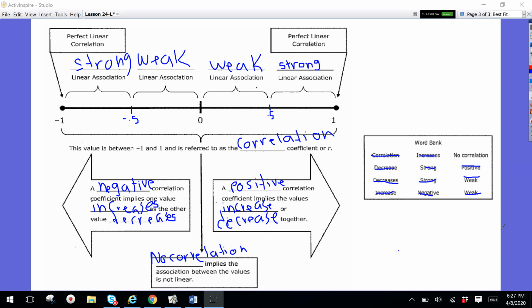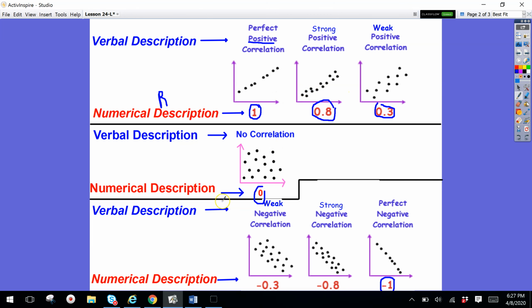All right, so I hope you found this video helpful and you've taken really good notes and understand what an R value is when I'm talking about these scatter plots, right? We're going to attach numbers to these things that are going to tell us how well things are correlated or not correlated at all.